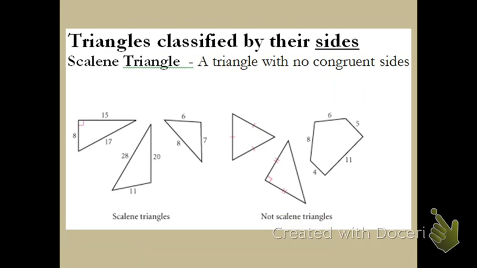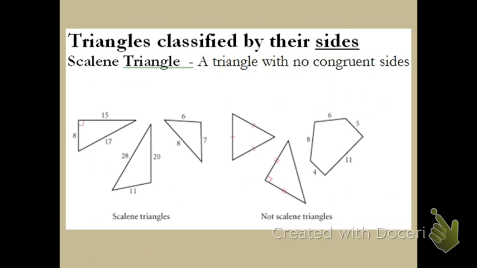Now, the second way to classify triangles is by their sides. So, the first type of triangle we'll call a scalene triangle. And that's a triangle with no congruent sides. So it's a triangle that has three sides that are all different lengths. So they could be right scalene, obtuse scalene, or acute scalene. You can classify them by their angles or sides.